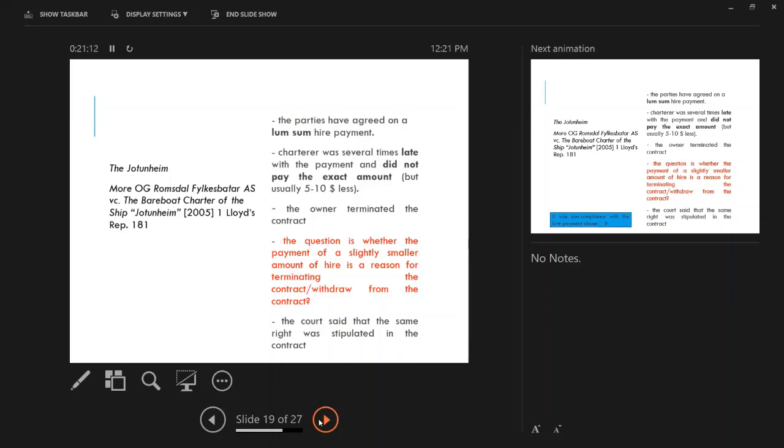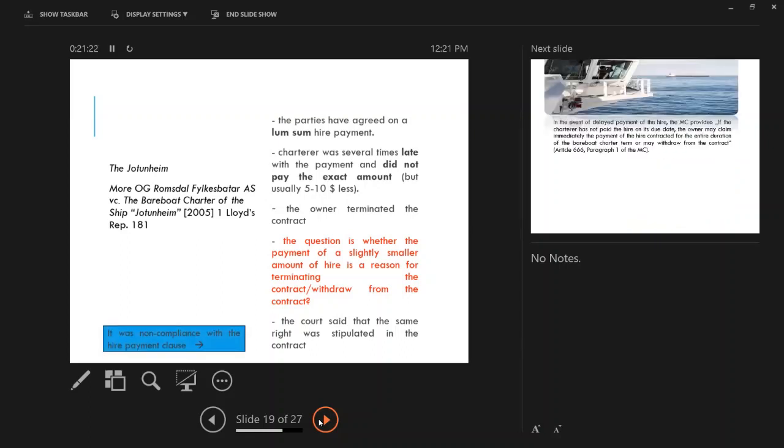In the end, the court said that the right of the owner to terminate the contract was stipulated in the contract, because the charterer's actions were not in compliance with the hire payment clause, since according to that clause he needed to pay hire on time and without any discount. So the court said, okay, this is right. It is right for an owner to terminate the contract in such a case.